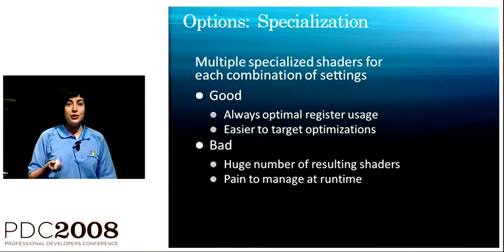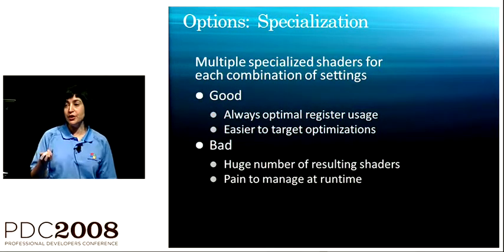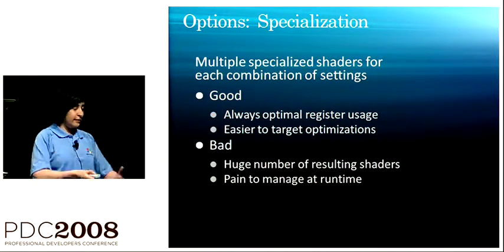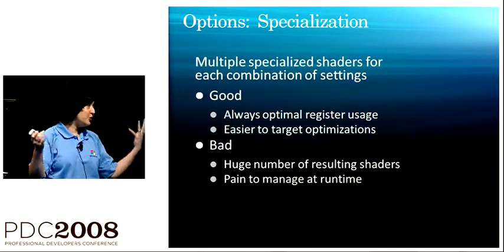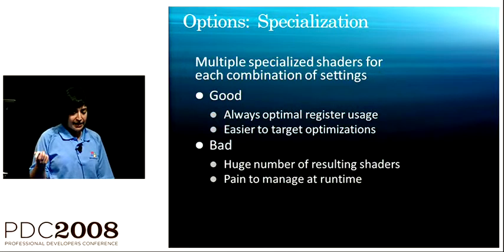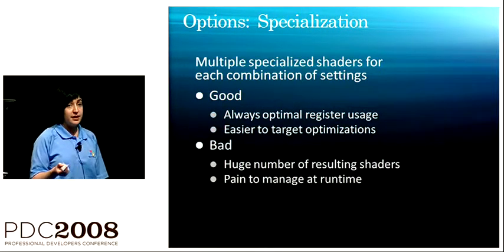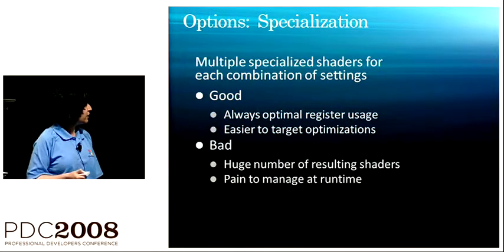What's bad is that there's a huge number of resulting shaders, because now you've got this n by m matrix of shaders that you need to write. So it's this huge explosion in the number of shaders you have to do. It's still a lot to think about, and it's just a pain to manage at runtime. There are definitely state change costs there.